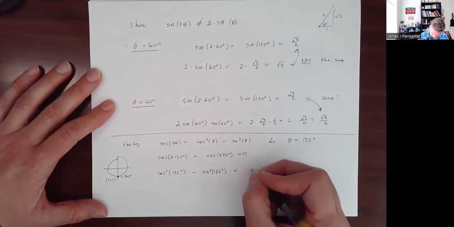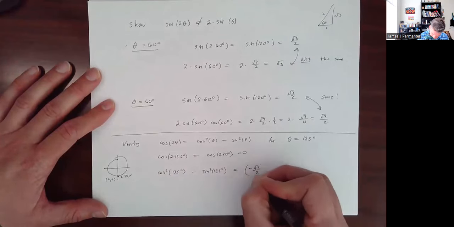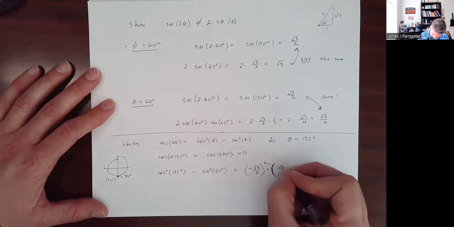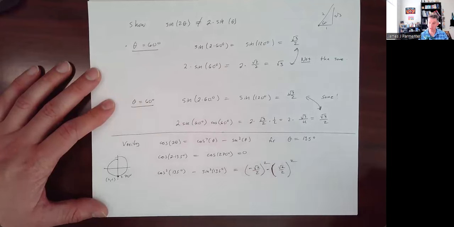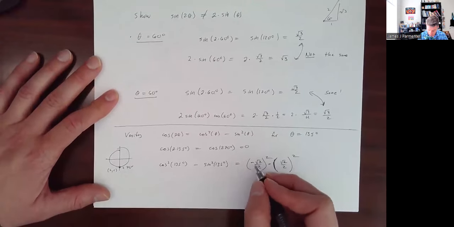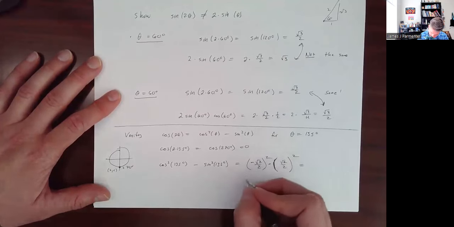It's kind of hard to avoid here. So cosine of 135 is going to be negative root 2 over 2. But it's going to be negative root 2 over 2 squared. And sine of 135 is going to be positive root 2 over 2. So sine squared is positive root 2 over 2 squared. A negative number squared does become positive. Negative root 2 over 2 times negative root 2 over 2 is going to end up being positive.